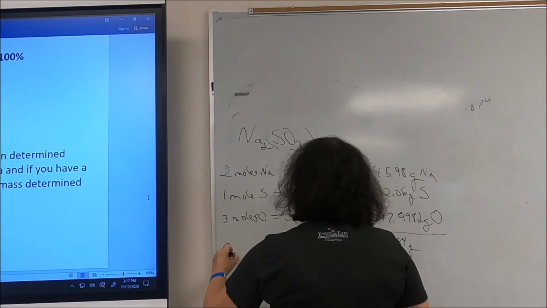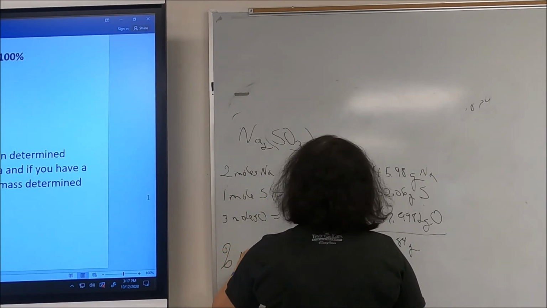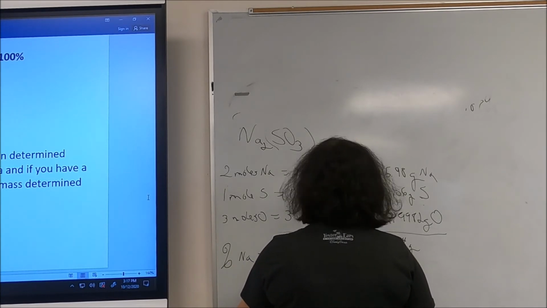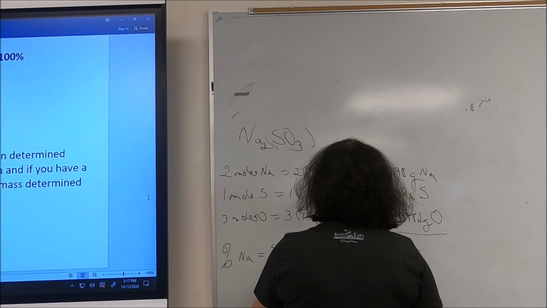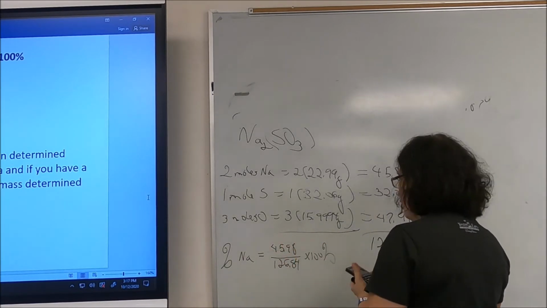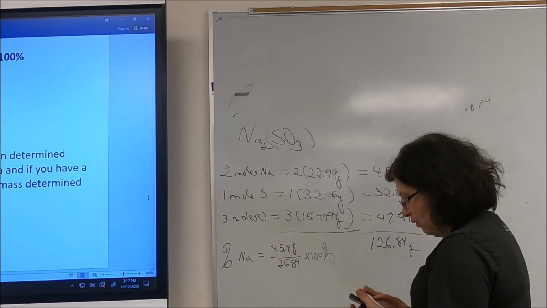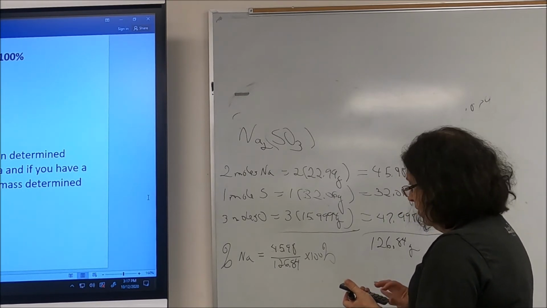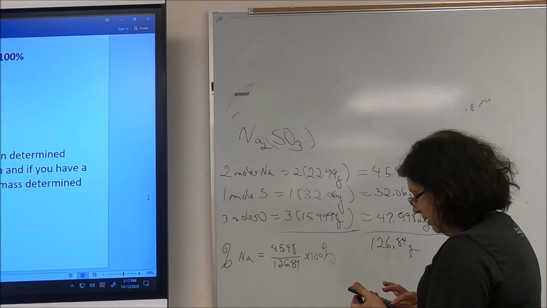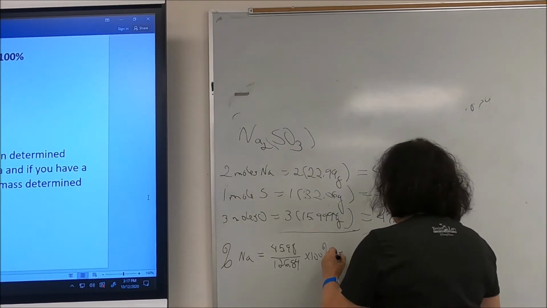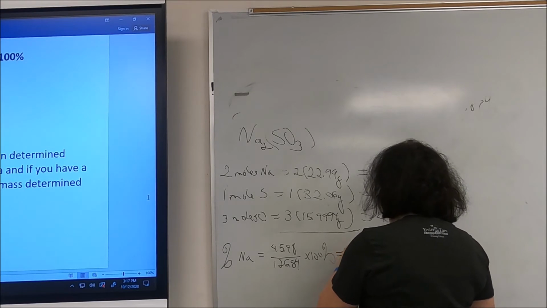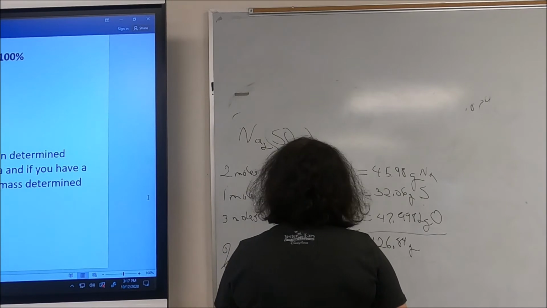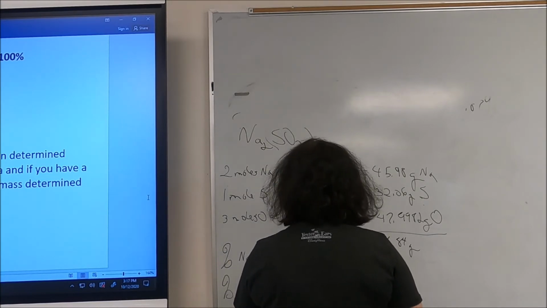Okay, so our percent sodium would be 45.98 divided by 126.84 times 100%. I went ahead and dropped the grams because they're going to divide out. So 45.98 divided by 126.84 times 100, I get 36.48%.